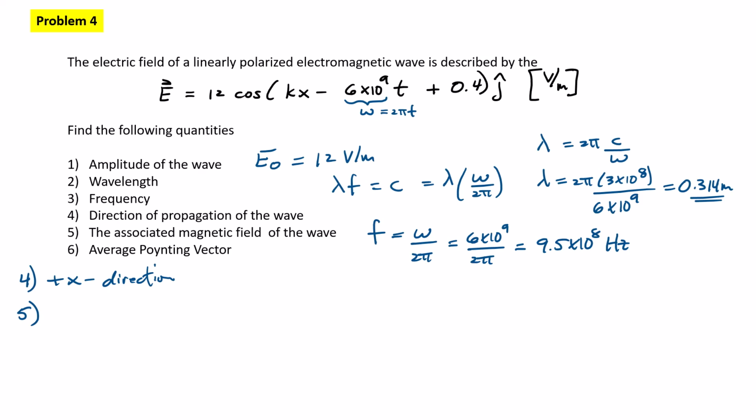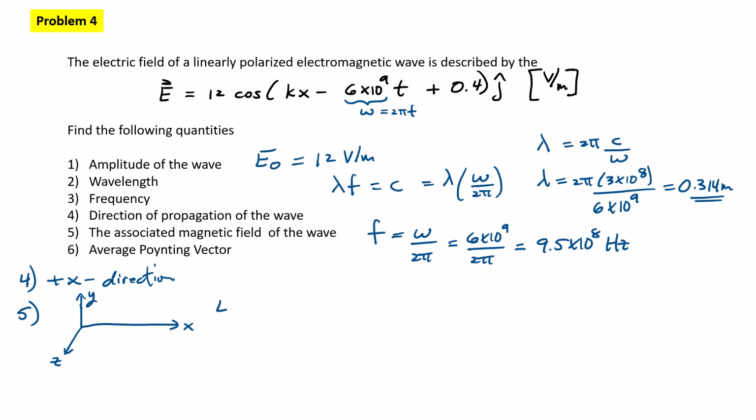Number 5 asks for the associated magnetic field. So how would I write the magnetic field? Again, I always like to draw a coordinate system just to think about the different field values. Here it's going to vary along the x. I'm going to plot y over here and z in this direction right here.